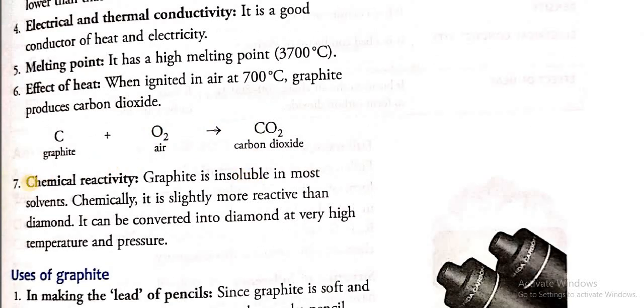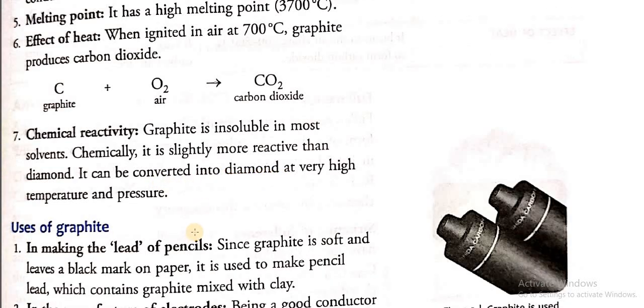Fine. Next is chemical reactivity. Graphite is insoluble in most solvents. That means it does not dissolve in solvent. Chemically it is slightly more reactive than diamond. As we know, diamond is inert, but compared to diamond it is slightly more reactive. It can be converted into diamond at a very high temperature and pressure. So graphite can also be converted into diamond at a very high temperature and pressure.